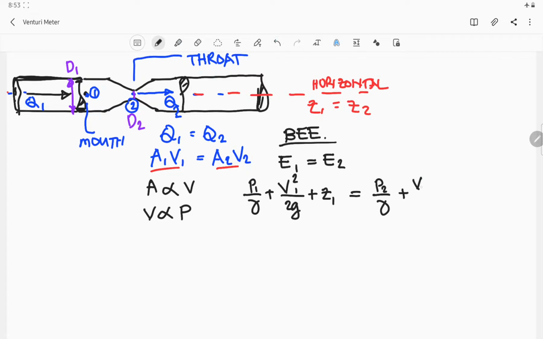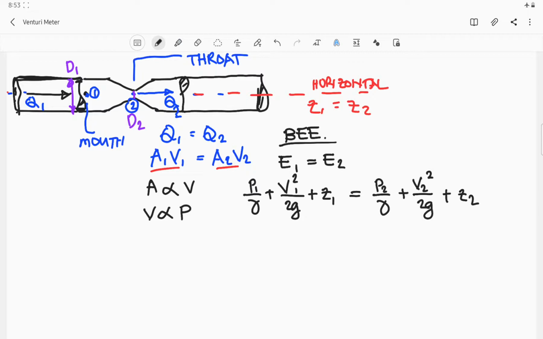Okay, so Bernoulli, velocity head at point 2, and elevation head at point 2. We can only cancel out the elevation since they are equal, since the pipe is horizontal. So we can cancel out Z1 and Z2.